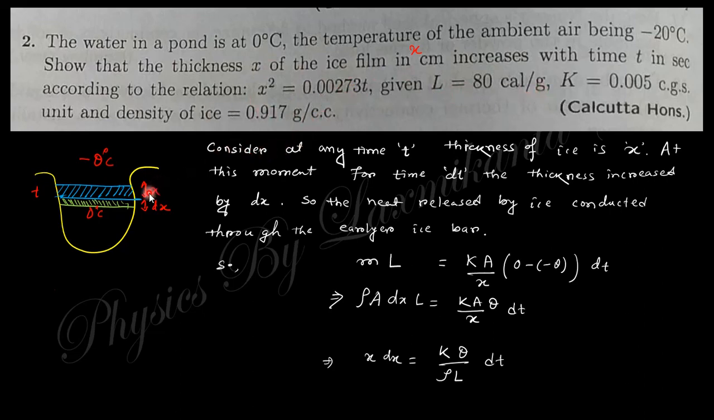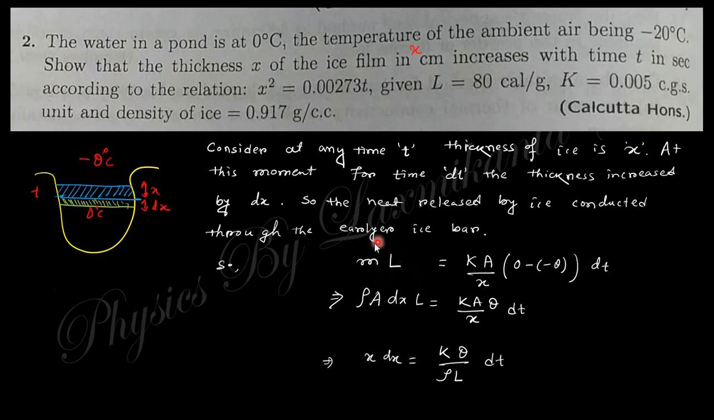Now, if we consider at time t the thickness will be x. After time dt, the thickness will be increased by dx. So the heat released by this ice, that means the ice from the water, so water to ice, then some heat must be released. Since this side is 0 degree and this side is minus theta, the heat is transmitted through this ice. So the heat released by this new ice must be equal to the heat transferred through the old ice.